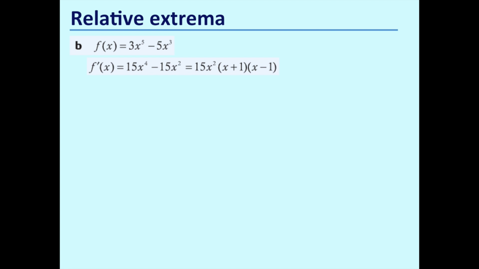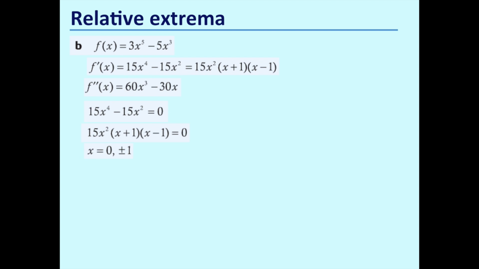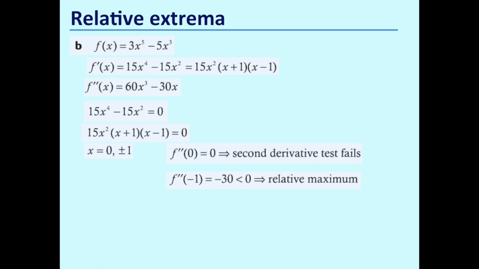Finally, part B, first derivative and second derivative, we can factorize and set it equal to 0, so we would have potential stationary points at 0 or plus or minus 1. If we find the second derivative at 0, the second derivative test fails, it doesn't work, so we don't know whether it's a maximum or minimum for that.